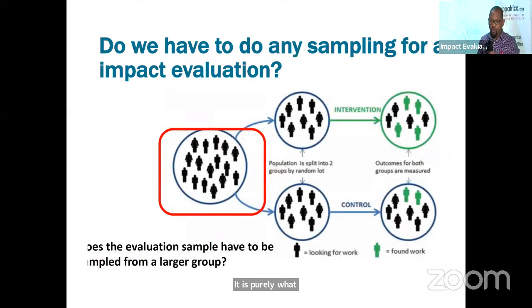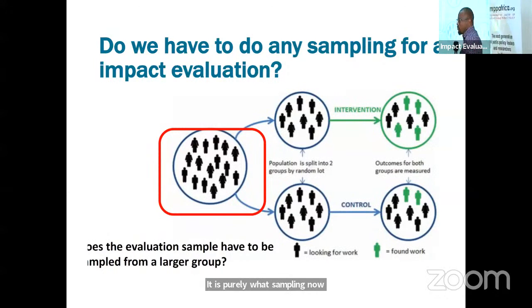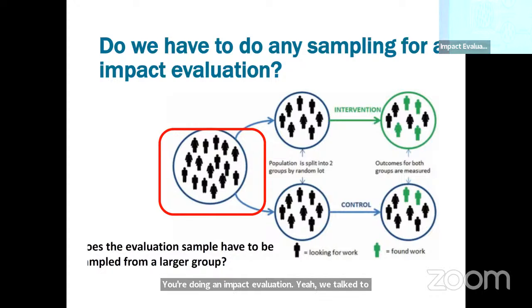Now, do we have to do any sampling for impact evaluation? You're doing an impact evaluation. We talked about all the methods we learned yesterday and the day before. They all include talking to people, do they not? How do you draw those people? So the question I'm asking here is, do we have to do any sampling for impact evaluation?